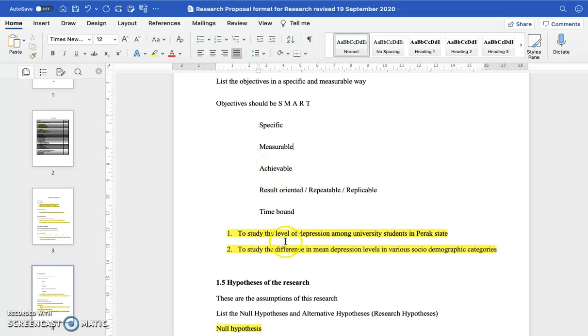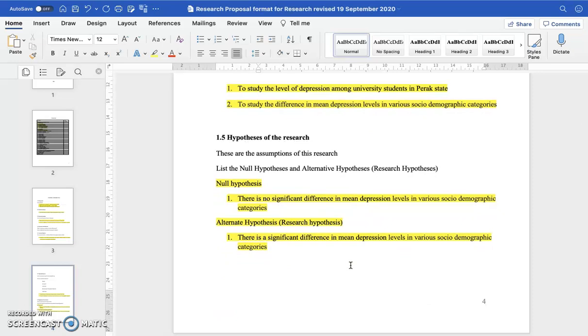Achievable, you can achieve it. Result-oriented, what is the result here? The level of depression, then the difference in mean depression level in various socio-demographic categories. What is repeatable or replicable? Your study should be repeatable by some other person. Someone in Singapore should see, oh, students from Ipoh have done a study, we will repeat that study in our setting. Replicable means they should be able to repeat this study. And it should be time-bound. We should be able to finish this study in a time-bound period.